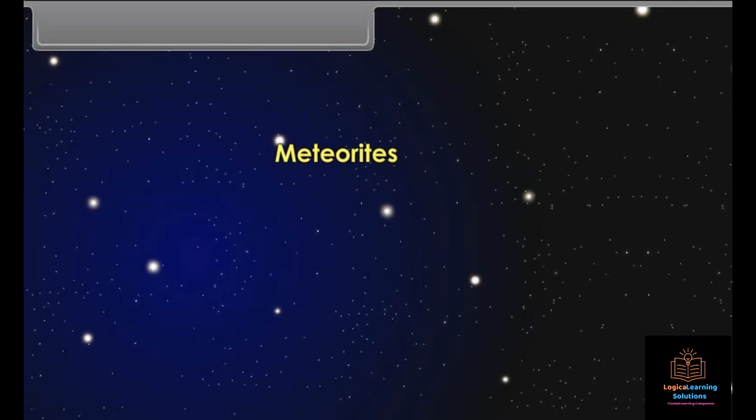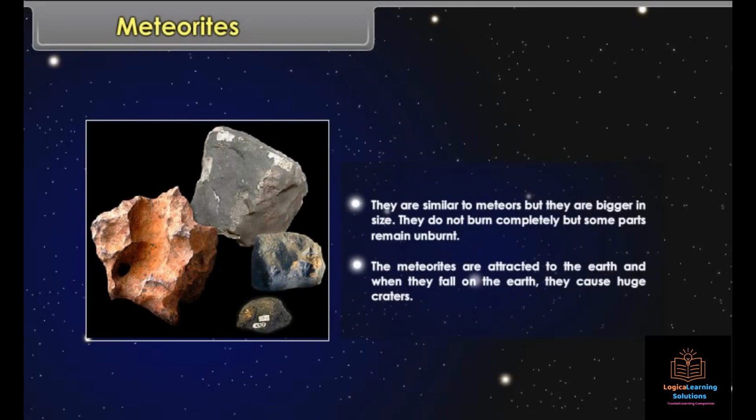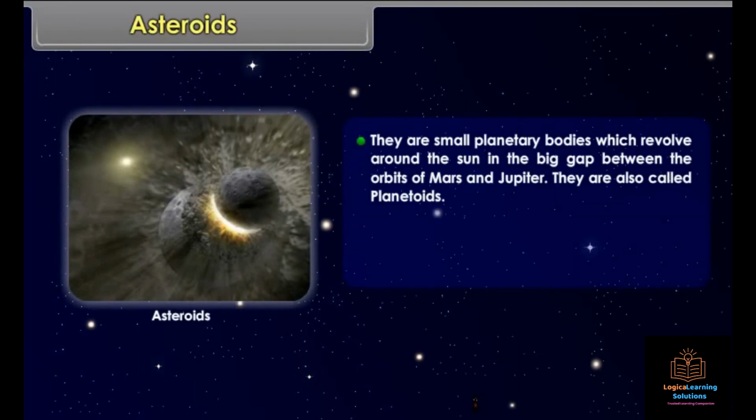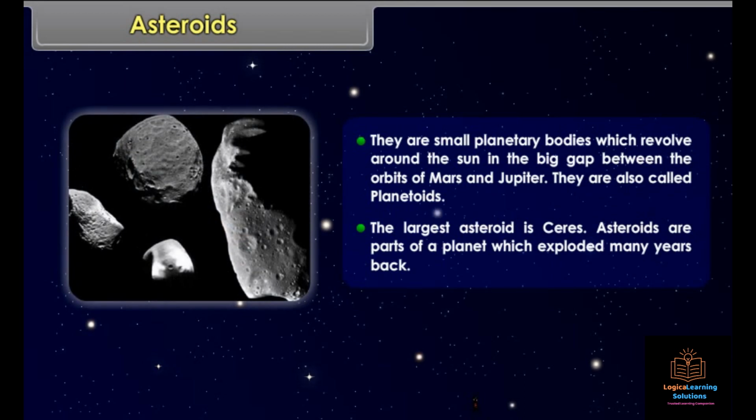Meteorites. They are similar to meteors, but they are bigger in size. They do not burn completely, but some parts remain unburnt. The meteorites are attracted to the earth, and when they fall on the earth, they cause huge craters. Asteroids. They are small planetary bodies which revolve around the Sun in the big gap between the orbits of Mars and Jupiter. They are also called planetoids. The largest asteroid is Ceres. Asteroids are parts of a planet which exploded many years back.